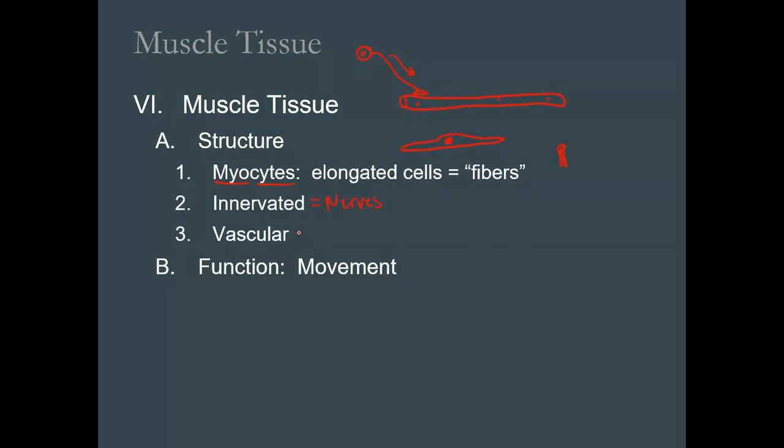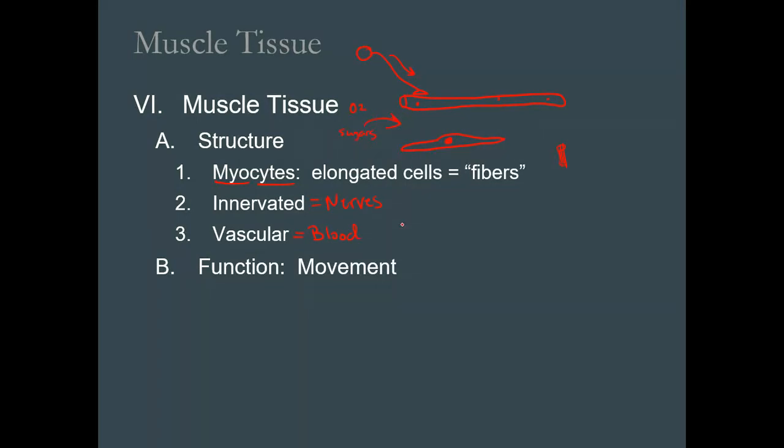It is also very vascular, which of course means that it has blood. And this, of course, is because your muscles are using a lot of energy. So we have to be able to bring things like oxygen and sugars into the muscles in order to keep them moving.